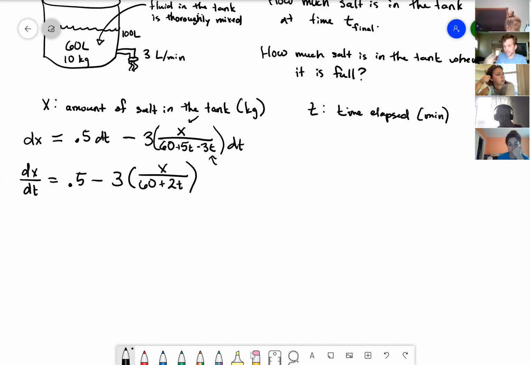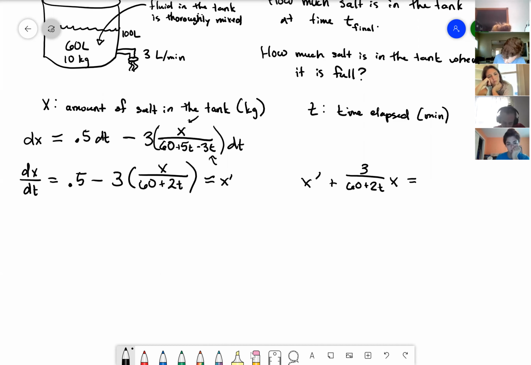So anyway, we've got our dx/dt, which we can also think of as x prime. And when we write this as a first order linear ODE, we get x prime plus, factoring out all the stuff that's multiplied by x, 3 over (60 plus 2t) times x equals half.